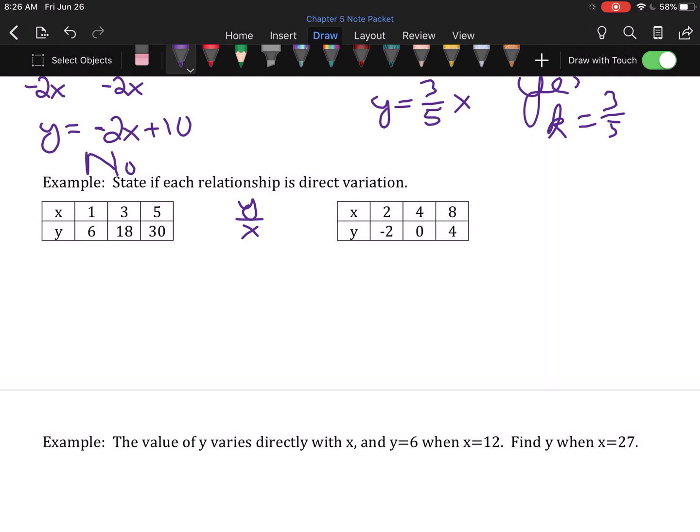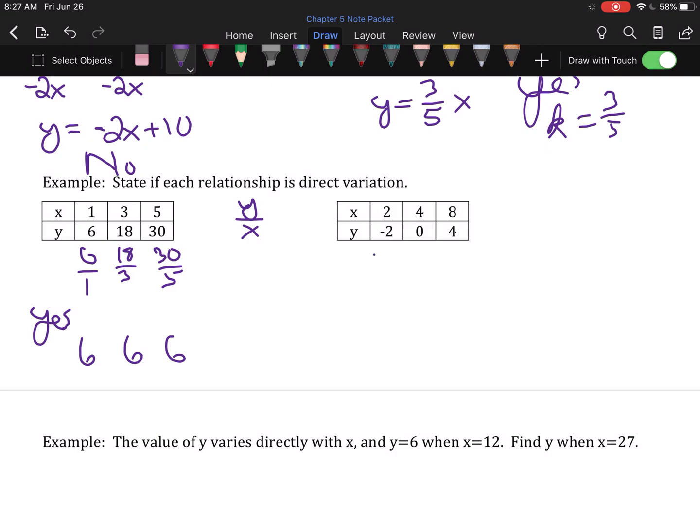So, first table. My first y over x is 6 over 1. That is 6. My second y over x is 18 over 3. 18 divided by 3 is 6. My third ordered pair is 5, 30, so y over x is going to be 30 divided by 5, and that is 6. K is constant, it's always 6. So is this direct variation? Yes.